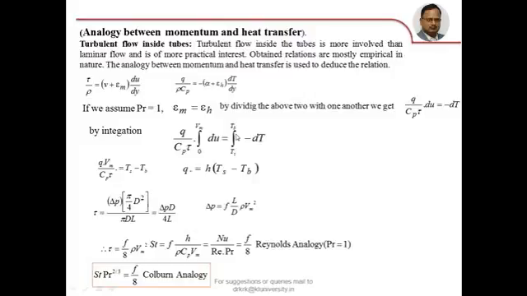Now let us integrate it, with du varying from 0 to average velocity Vm, and dt varying from surface temperature to bulk fluid temperature. So Q by Cp tau integral du equal to minus dt. So Q Vm by Cp tau is equal to Ts minus Tb, or Q, and we know Q equal to H into Ts minus Tb.